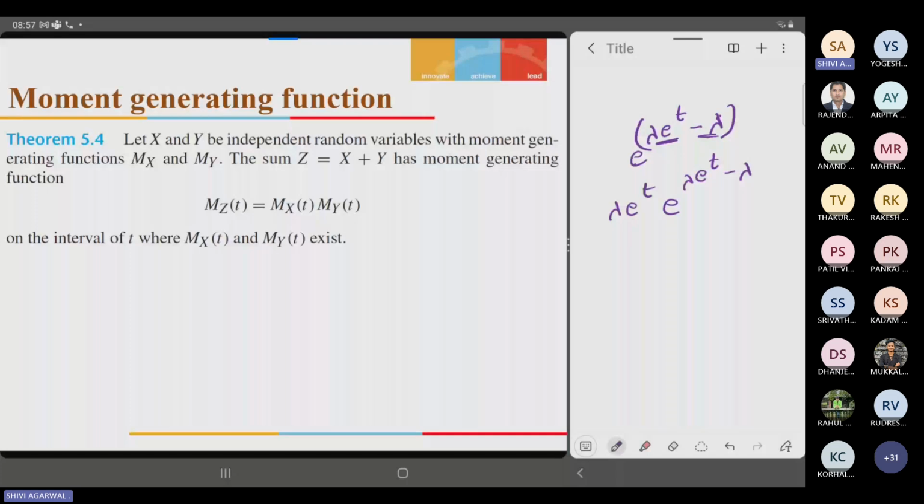Now one theorem, again the proof is not in your syllabus. If z is equal to x plus y, the moment generating function of z can be written as the product of the moment generating functions of x and y, provided that their moment generating functions exist.